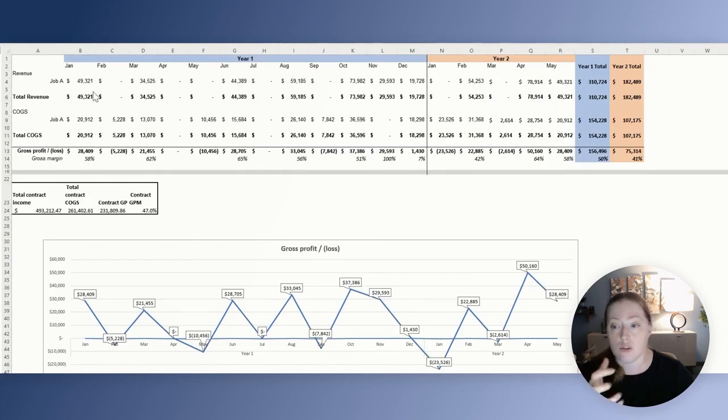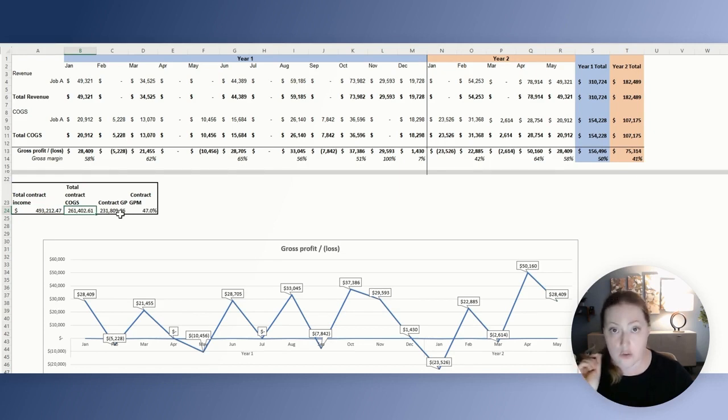And the reason why this is so hard is because here is a perfect example. In January, we have actually billed for this job. And just keep in mind, this is just one job. We're just looking at one particular job, Job A, that's it. And that is the job that we said we're going to get $493,000 for.